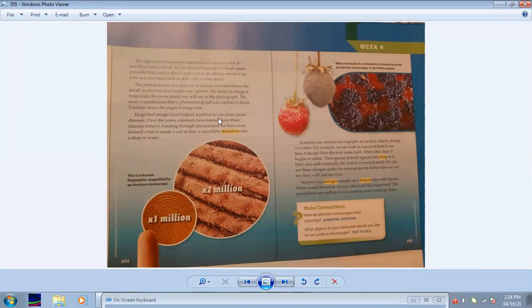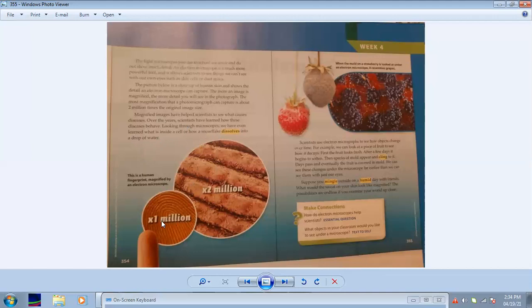Magnified images have helped scientists to see what causes diseases. Over the years, scientists have learned how these diseases behave. Looking through microscopes, we have even learned what is inside a cell or how a snowflake dissolves into a drop of water. Remember, we talked about dissolving, how what is in the liquid separates and becomes the liquid. Snowflakes separate and become water.